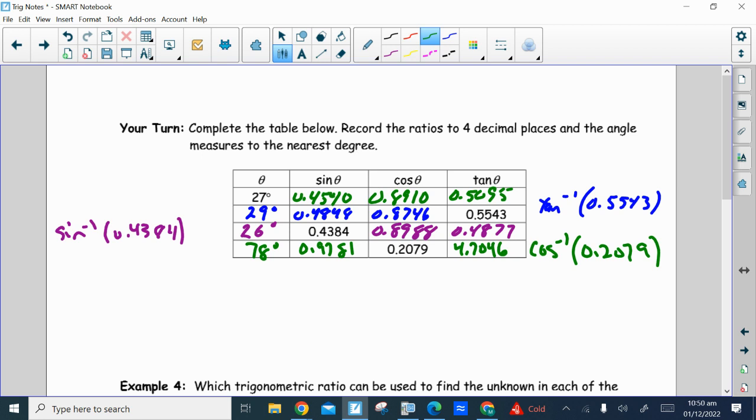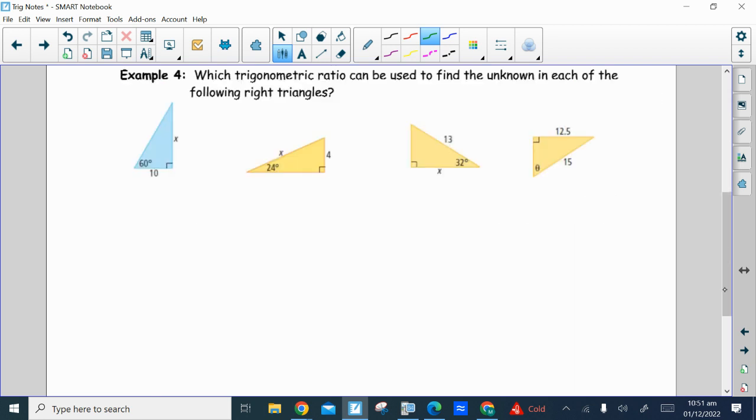But in some of the other classes, we do talk about angles greater than 90. We also talk about negative angles. But that's not part of this class. Okay, we're almost done this for today.